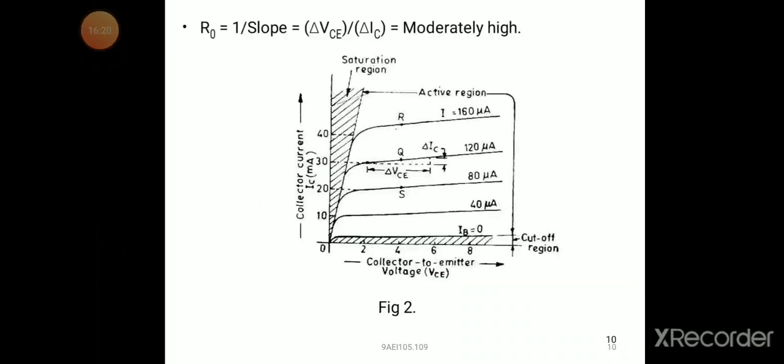Now we can see the slope of that one. Output resistance is 1 by slope, delta VCE by delta IC. So it is moderately high. What it indicates is the output resistance is moderately high, but in the common base the output resistance is low.